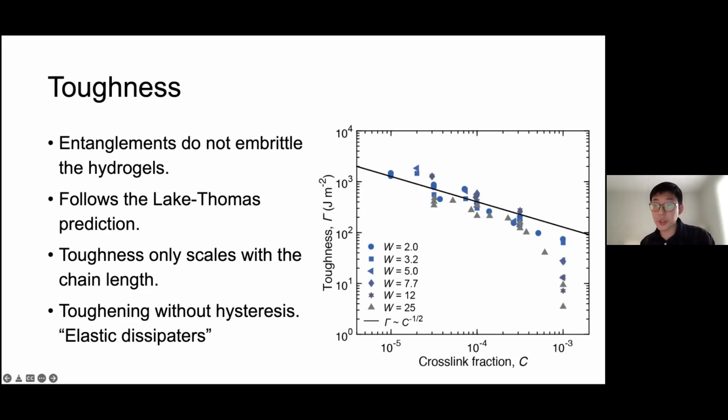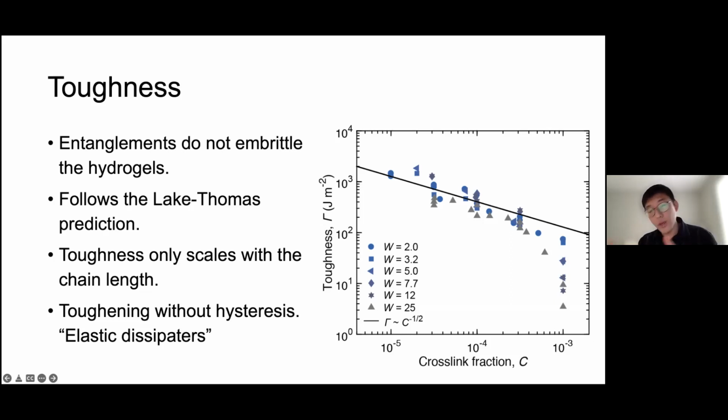In the case of the cross-linkers, if you put more cross-linker, you can stiffen the materials. This is the same as entanglements, but cross-linkers embrittle the materials because the chain becomes shorter, the energy you store per chain is less and becomes brittle, but entanglements do not. It only stiffens the materials and does not embrittle the hydrogel. That is what we discovered in this paper.